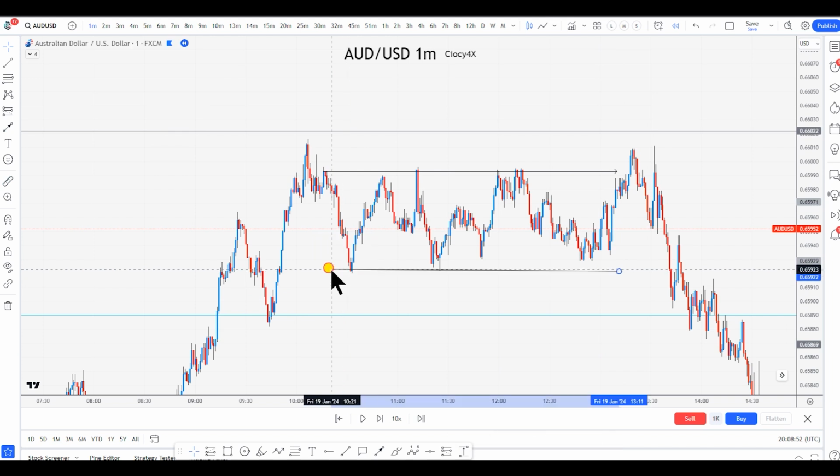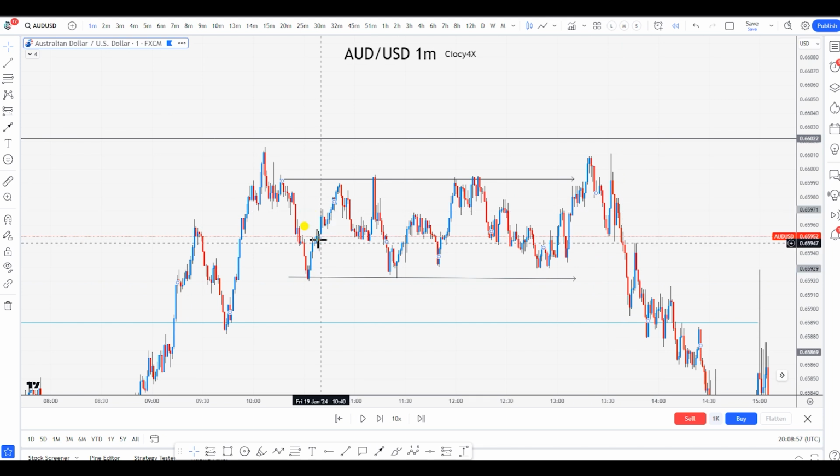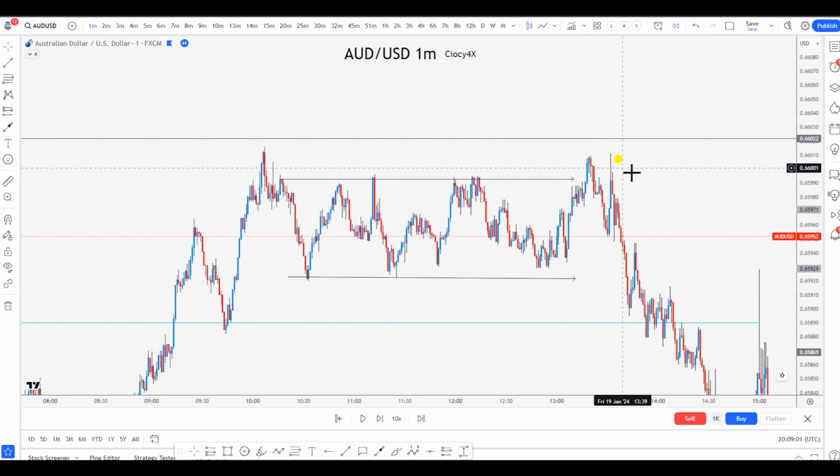But this is a minor type of inducement. You can see there's a build up. Look at this, it's the same exact thing. It seems like an Asian box, like a small Asian box that gets taken out to the upside. And you remember I told you earlier that price takes out the liquidity on one side and then goes to the other side.